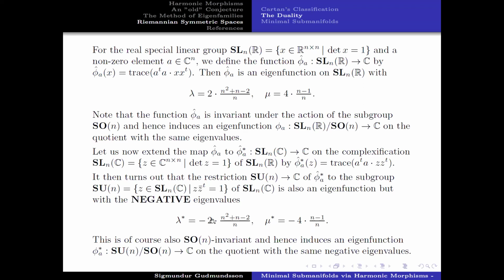Now, this is, of course, SO invariant. You see, if this thing here, it's clear that this is SO invariant, and hence induces an eigenfunction on the quotient. Yeah? And the quotient map, the natural projection from SO or SUN down to this quotient, is a Riemannian submersion. So the eigenvalues are the same, but of course the quotient has the same eigenvalues negative.